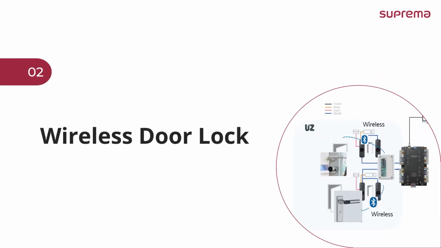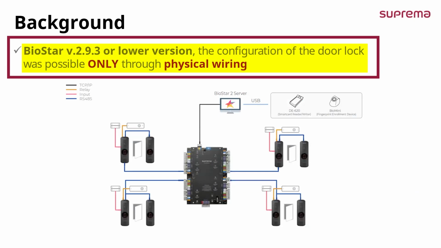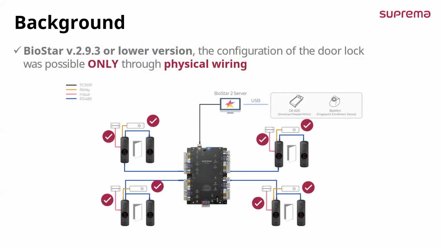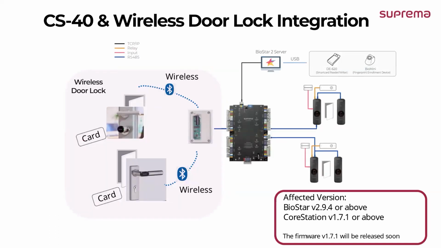The second chapter is wireless door lock. Background: in BioStar 2 version 2.9.3 or lower, the configuration of the door lock was possible only through physical wiring. Accordingly, for aesthetic reasons or security reasons, the need to introduce a door lock capable of wireless connection has been raised to meet the market demand for wireless door locks.